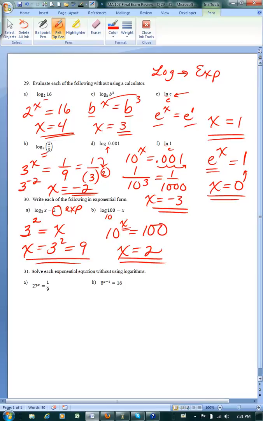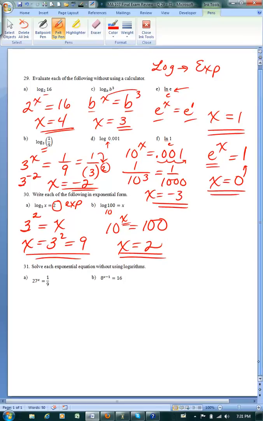All right, number 31, it says solve each exponential equation without using logarithms. All right, when I am not allowed to put it in logarithmic form, then an important rule to remember is that if I can get the bases to be the same number, then the exponents are equal to each other. So I can come up with an equation.